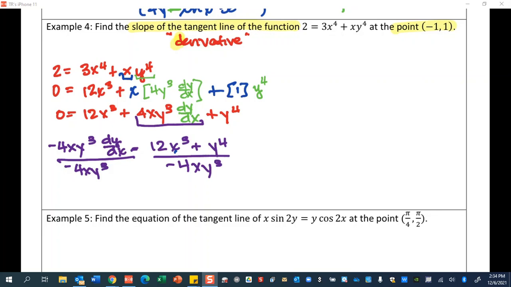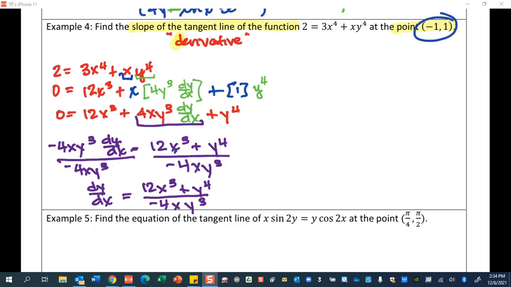Was that you, Catherine? Go ahead. Dy dx. I still don't have anything that cancels out, right? So 12x cubed plus y to the 4th over minus 4xy cubed. Now what?